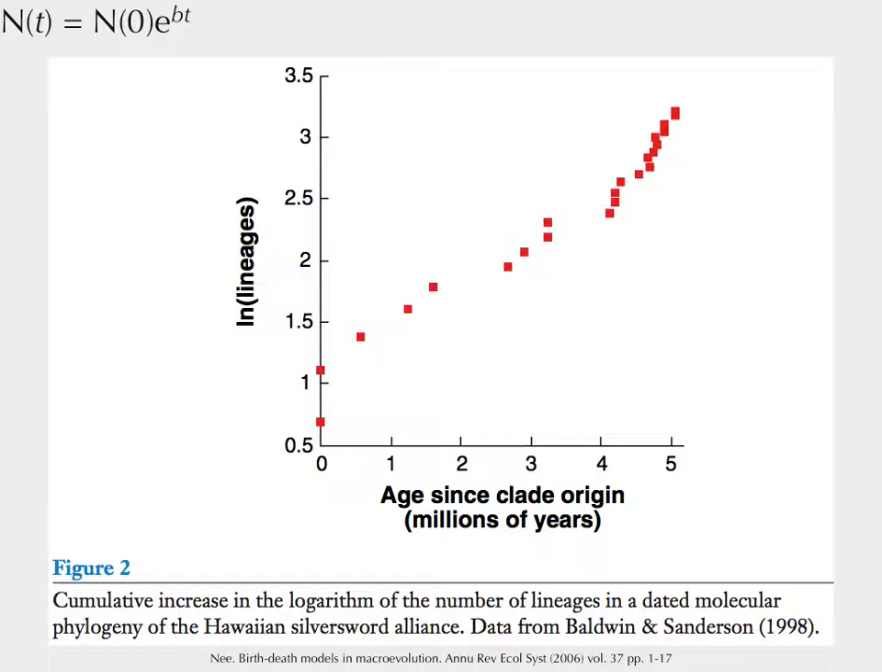So, here we have a group of silver swords. The silver swords are these cool plants. Their sister group are California tarweeds. These little weeds grow on the side of the road. No one cares about them, right? In Hawaii, we have this great diversification of these cool forms, some tree-like, some shrub-like. Really, really neat diversity, because it's a radiation in Hawaii.